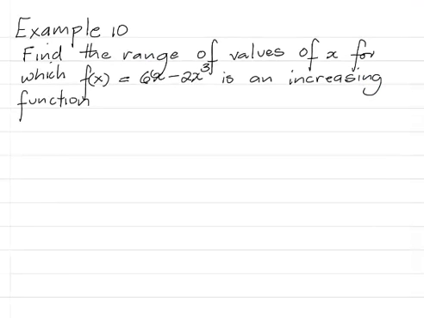Example 10. Find the range of values of x for which f of x is equal to 6x minus 2x cubed is an increasing function. Alright, so we have f of x is equal to 6x minus 2x cubed. So let's find the first derivative.